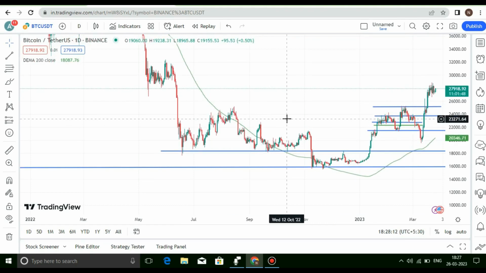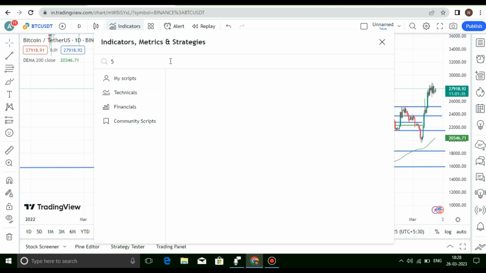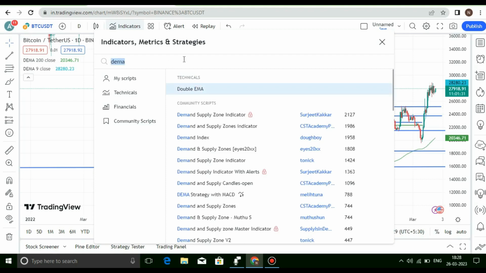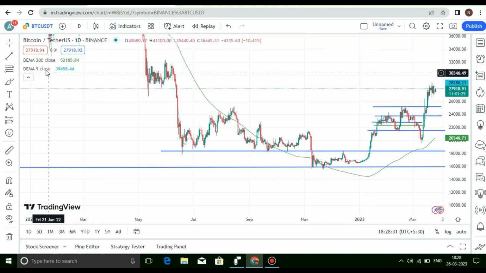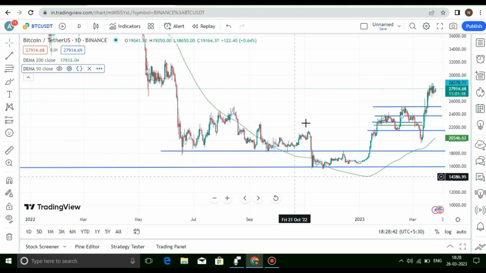That's it. So we have it, and you can apply the double exponential moving average of 9-day here as well, but I will suggest you to use the double exponential moving average of 50-day with 200-day. So you have to type DEMA and then enter, and here is the double exponential moving average of 9-day. You can go to settings once again, as I have already taught you, and then change the length to 50, and press OK after that.